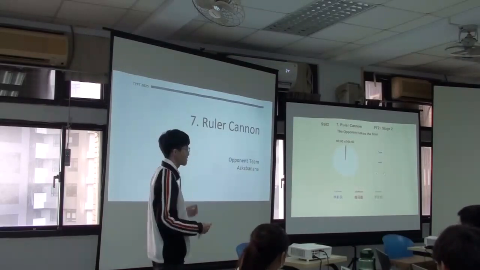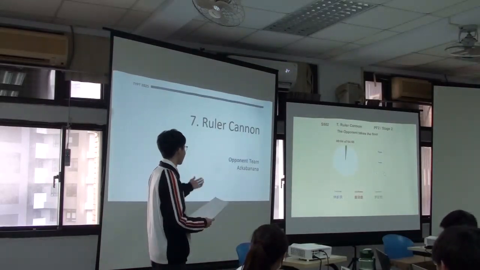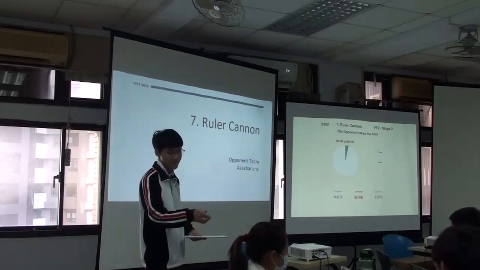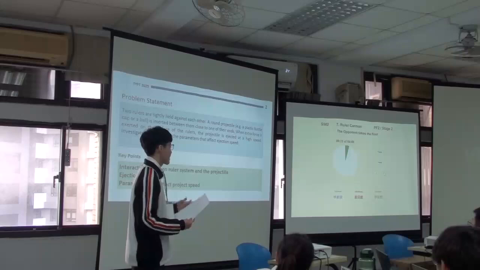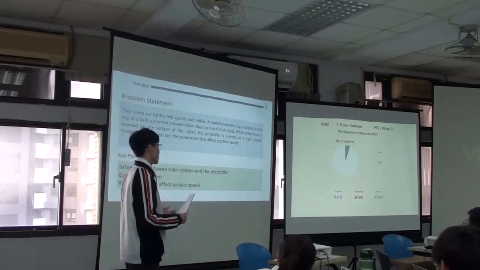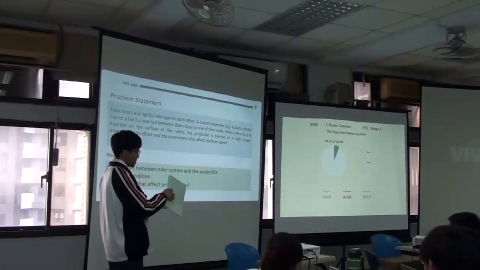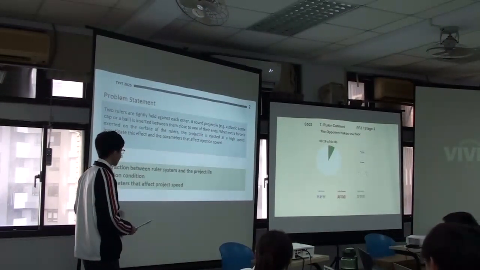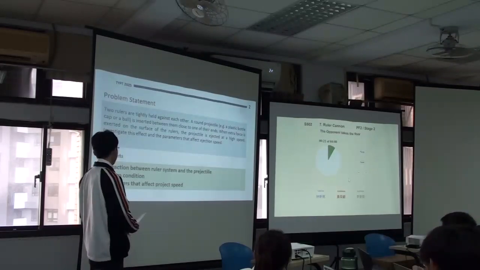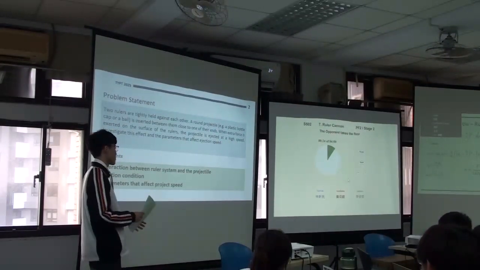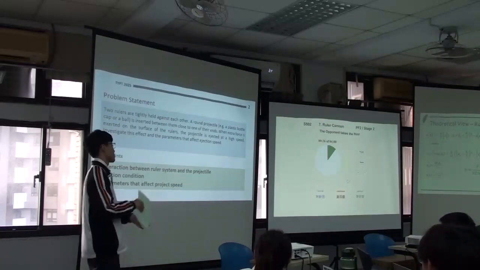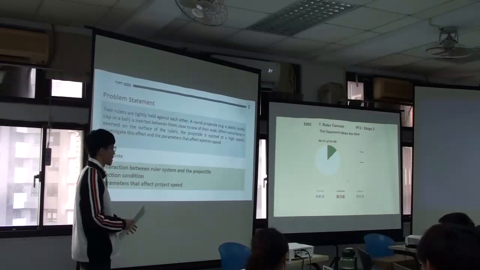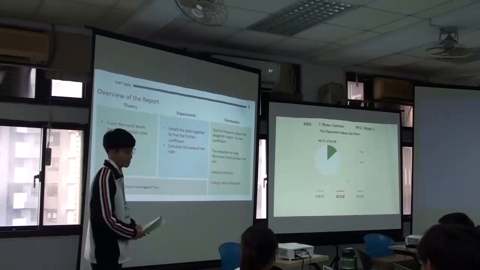Okay. Hello everyone. I'm from the team Banana, and we're talking about problem 7, the ruler cannon. Let's get a quick outline of this problem. The key points we're discussing are the interaction between the ruler system and the projectile, the ejection condition where the ball is at the critical stage and the next second it flies off, and the parameters that might affect the ejection speed.